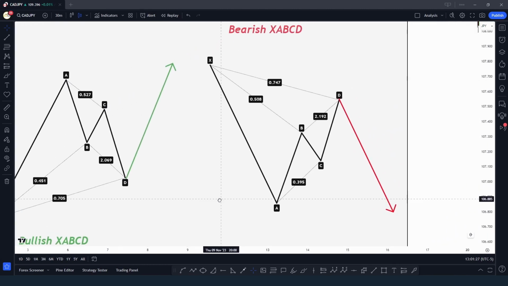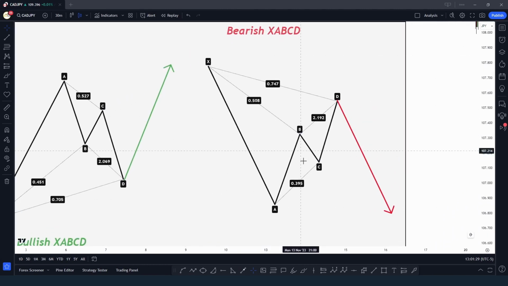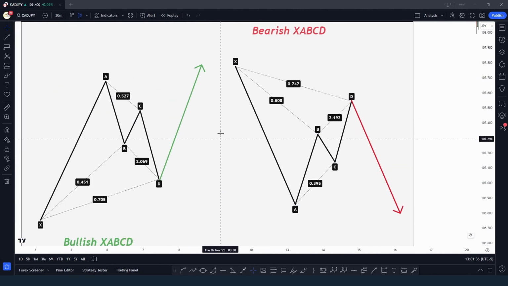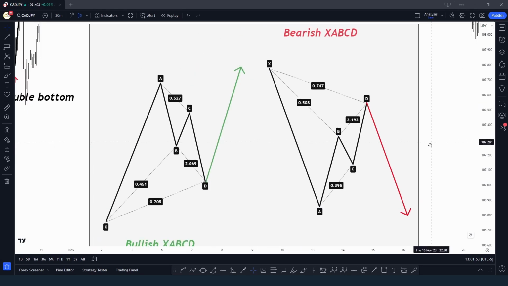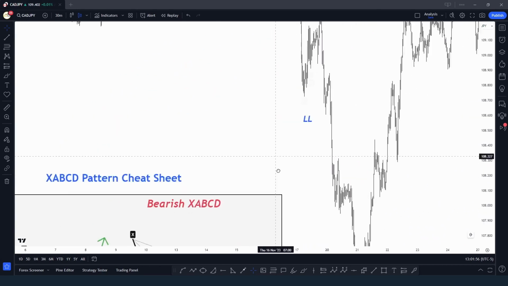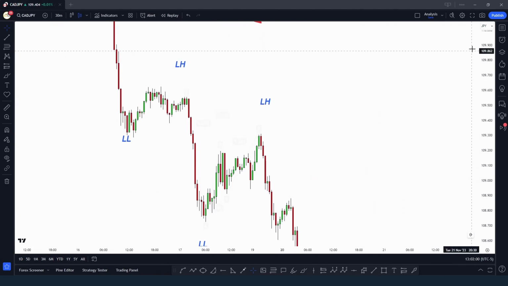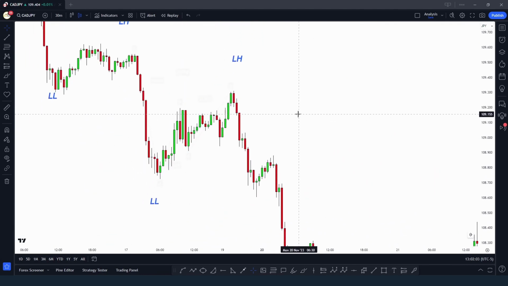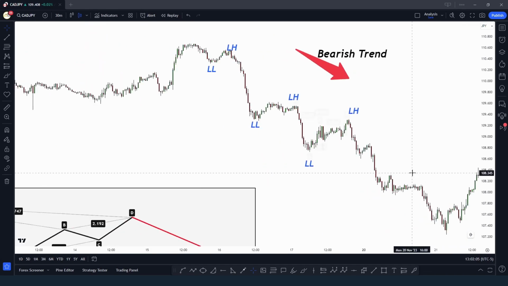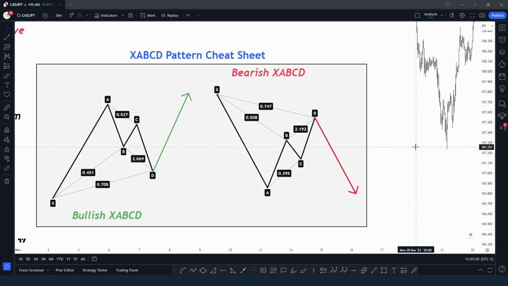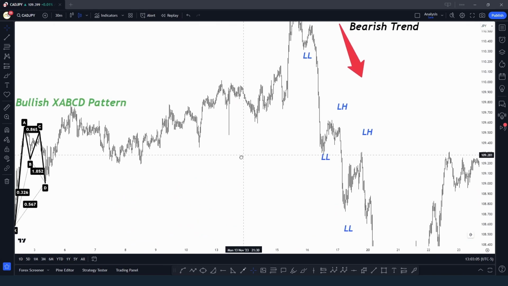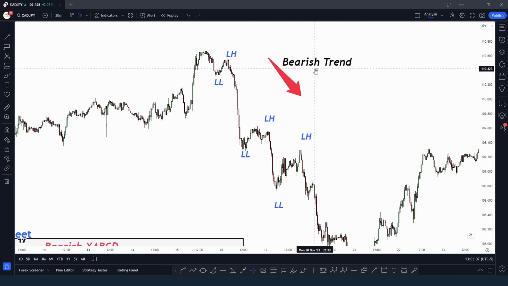Similarly, here we can see that this is the bearish XABCD pattern and is the same geometry as we discussed about the bullish XABCD pattern, but this forms within the bearish trending markets. Now let's go ahead and take a look at an example so that you can understand this XABCD wave more clearly. Here we can see the overall trend in the market is bearish. Now let's take a look at an example of the bearish XABCD pattern.